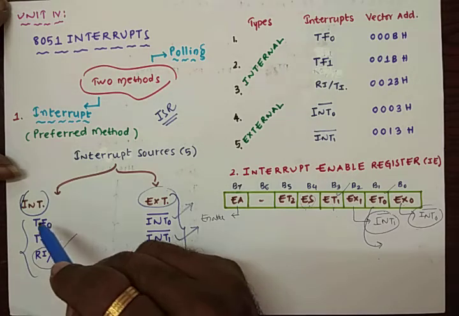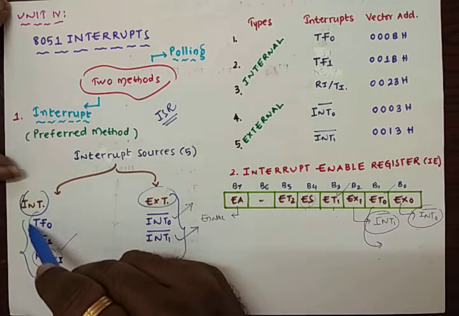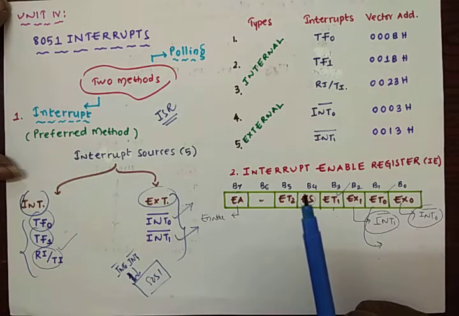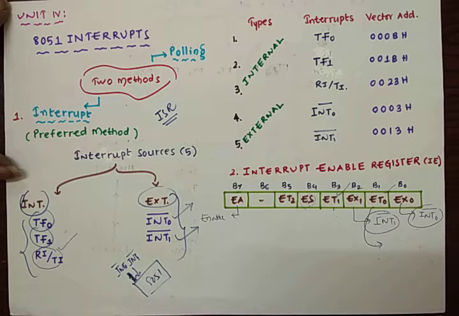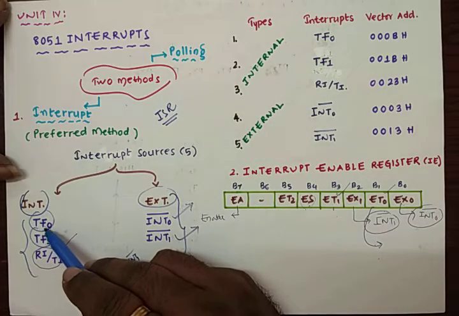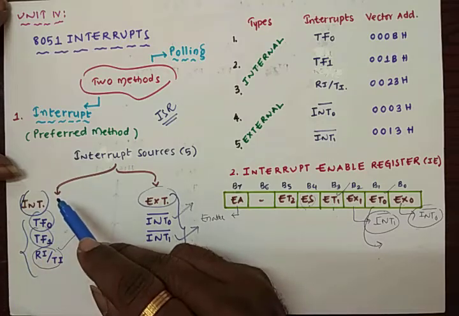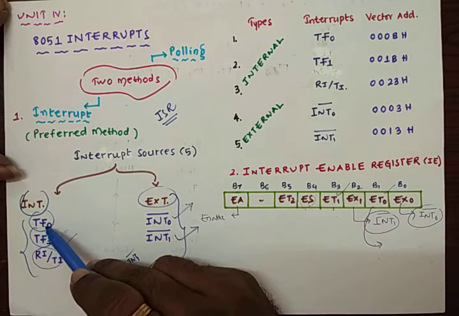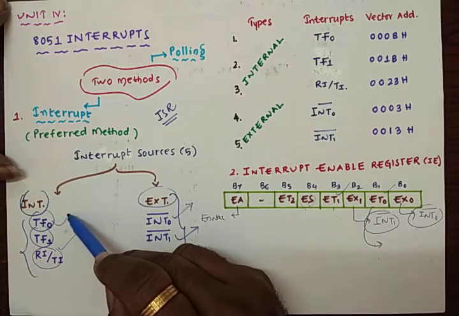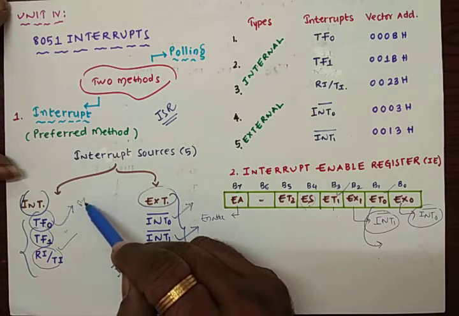the other 3 are internal interrupts. We know that we have 2 timers in the internal structure of the 8051, timer 0 and timer 1. Whenever the timer 0 flag overflows, then this timer is going to interrupt the 8051.